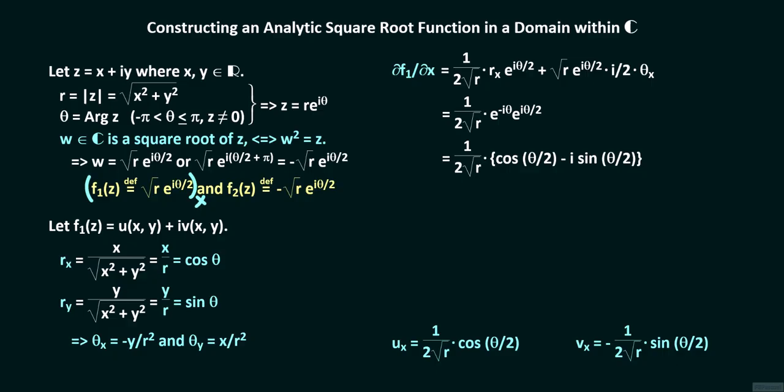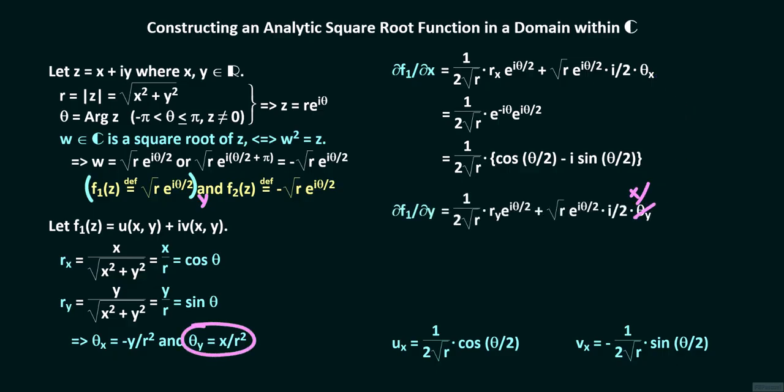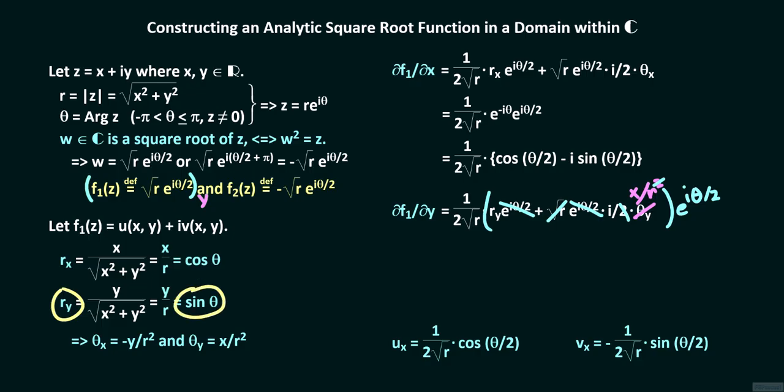Repeating the exercise, but this time differentiating f sub 1 with respect to y, we have almost exactly the same terms. Theta sub y equals x over r squared. We again factor out 1 over 2 times the square root of r, and e raised to the power I times theta over 2. R sub y is sine theta, and x over r equals cosine theta.